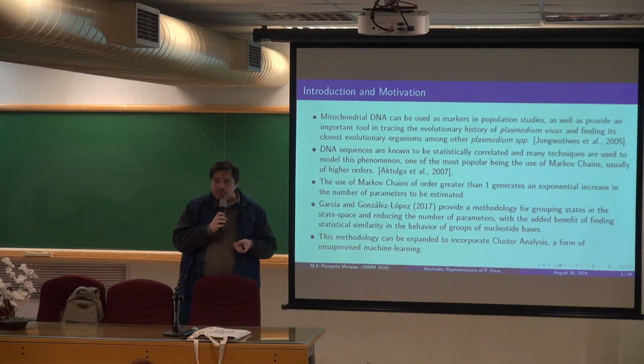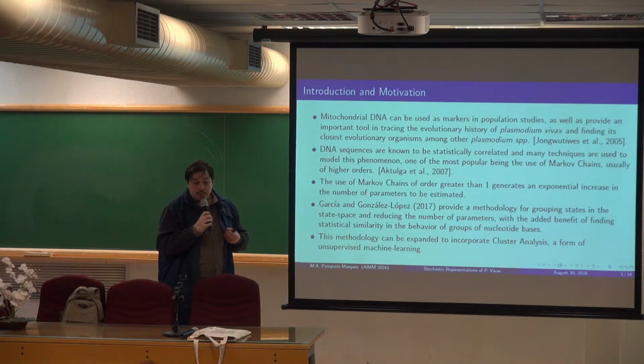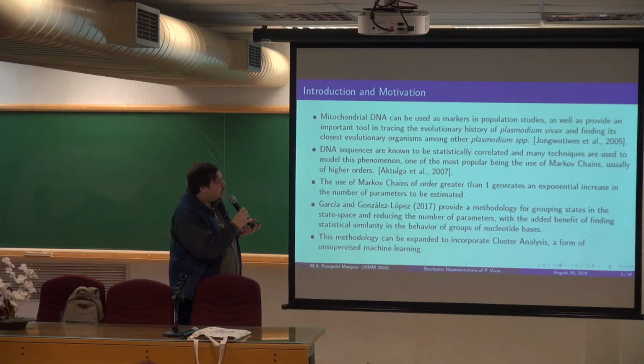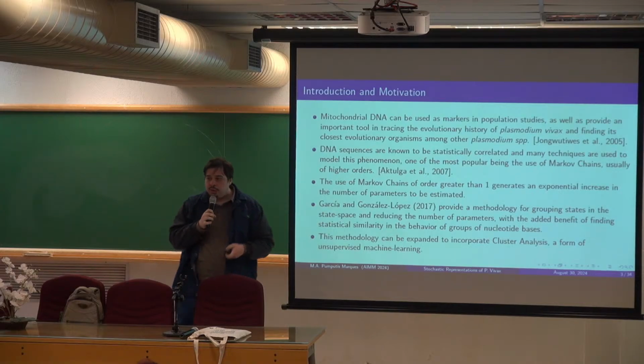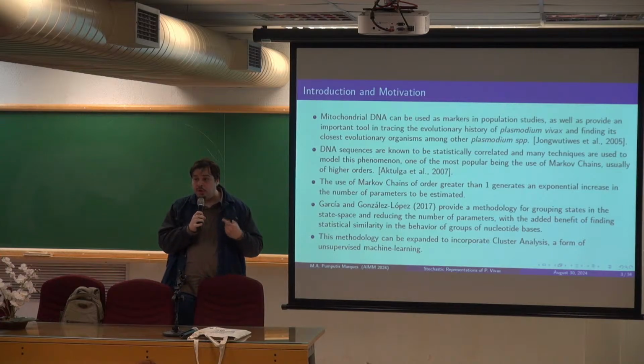So one thing we know about DNA sequences is that they are statistically correlated. And so we can build many models to try to understand what is the probabilistic structure of the chain, of the DNA. And one of the most popular tools for this kind of thing is the use of Markov chains. Usually we don't use chains of order 1, but of higher orders, as I'm going to show you more details in the next slides. But when we use Markov chains of order higher than 1, we start to have a problem with the number of estimation parameters, because it grows exponentially.